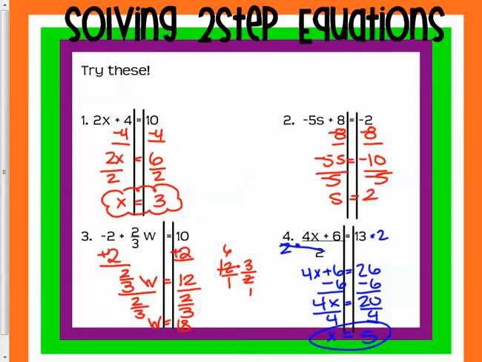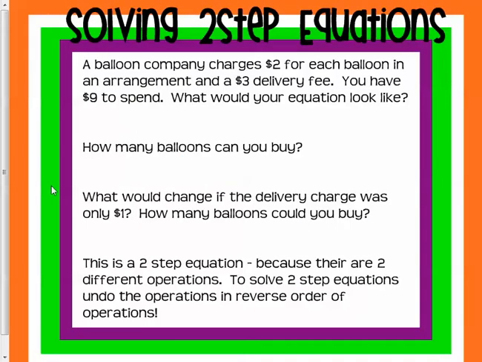Okay, so now let's look at situations. The reason why this is a 2-step equation is because this balloon company is charging you $2 for every balloon and a $3 delivery fee. So $2 for every balloon and a $3 delivery fee, and I only have $9 to spend.